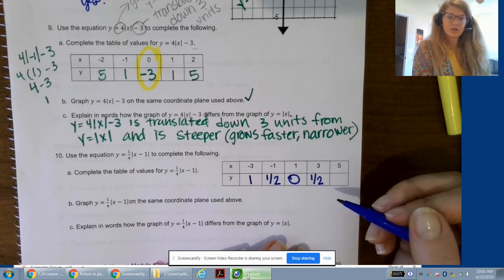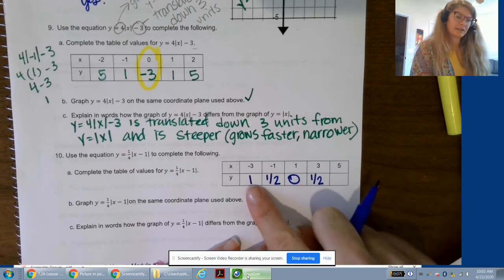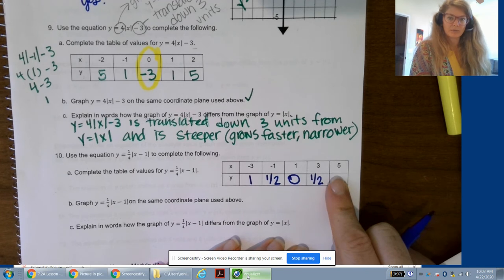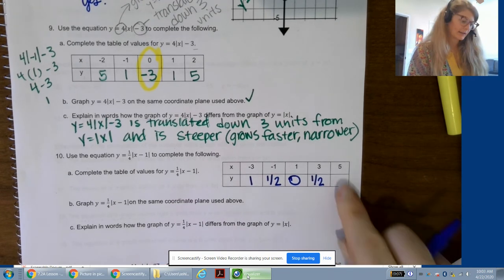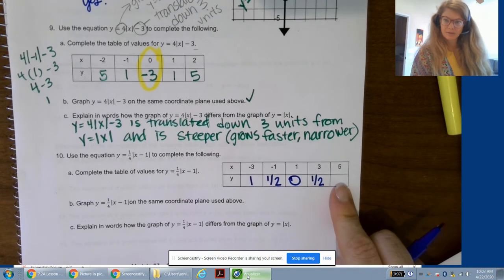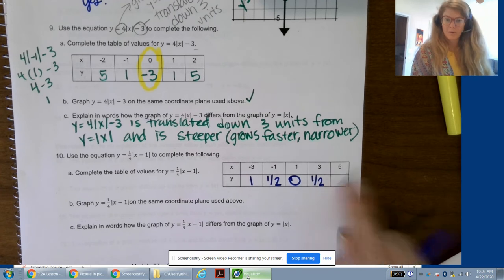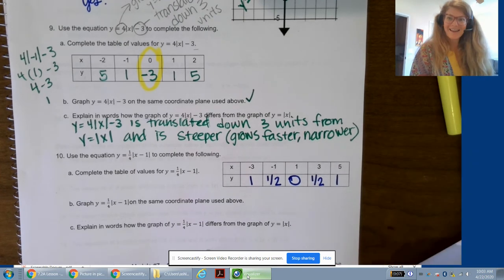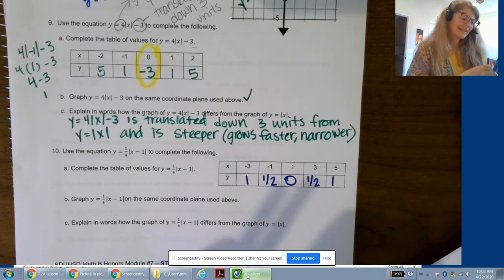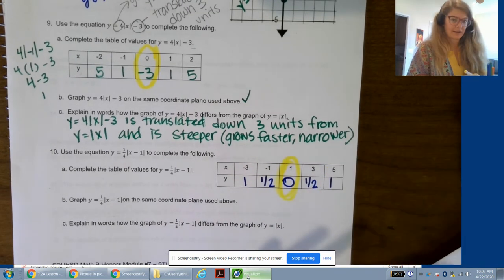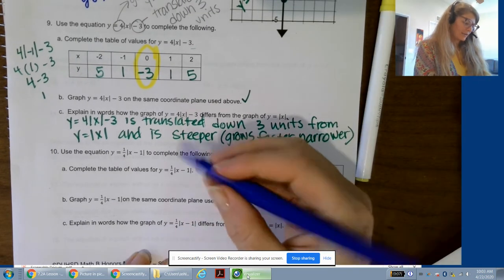Oh my gosh, you guys, take a look. I think we have some symmetry. Let's check this one, and hopefully we get 1. Fingers crossed. Let's see. 5 minus 1, 4. Absolute value of 4, 4. A quarter of 4, 1. Yay! Beautiful symmetry, which is telling me that this is going to be my vertex. Okay, complete the table. Check.